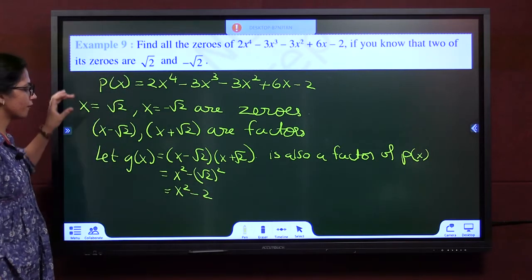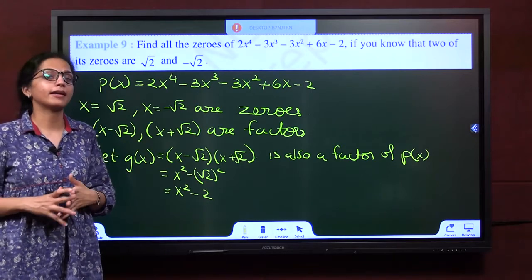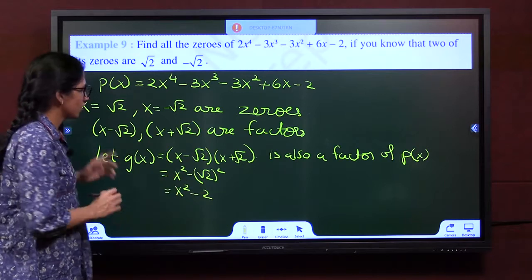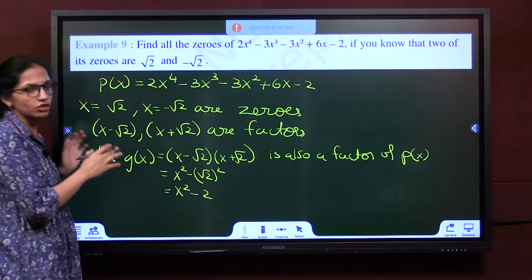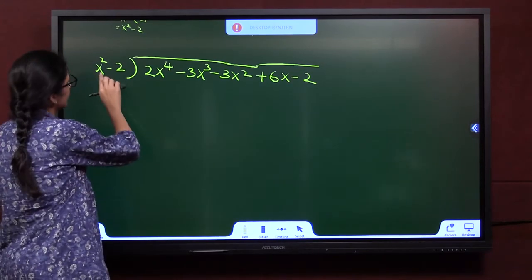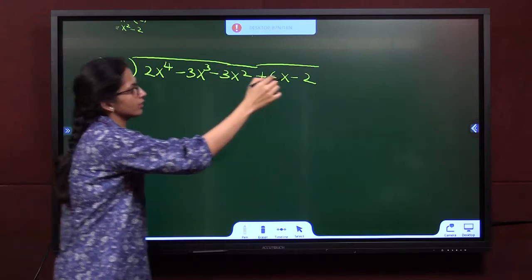Now, I have p of x, I have a factor g of x. If I divide it, whatever quotient I get, that will have my remaining factors. Why? We just understood before this. So, now we are going to divide these two. Now let us divide it. x square into what gives 2x power 4? You can do this method.